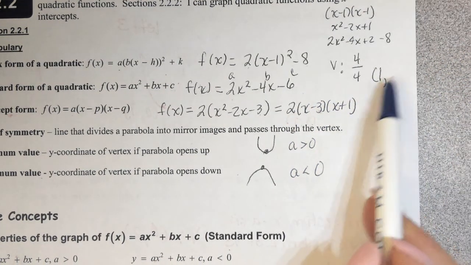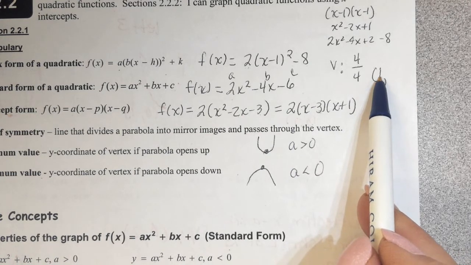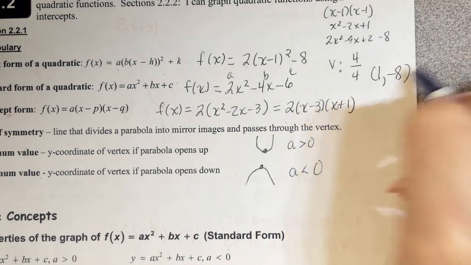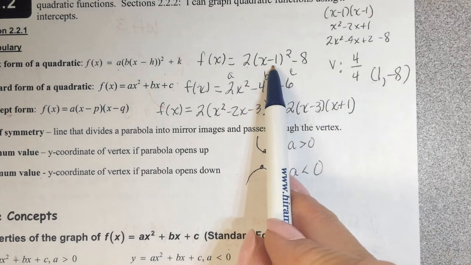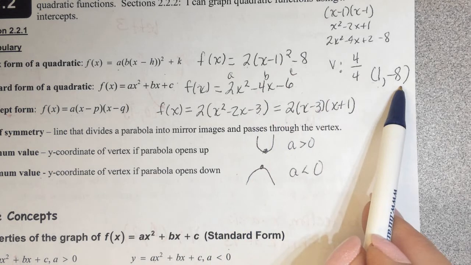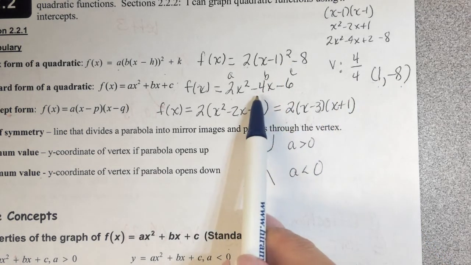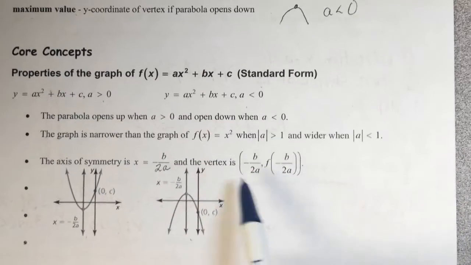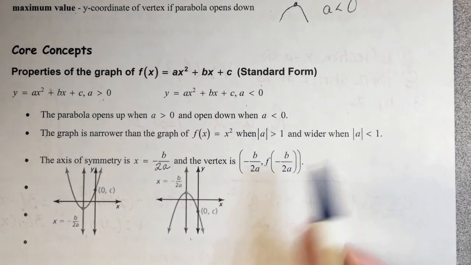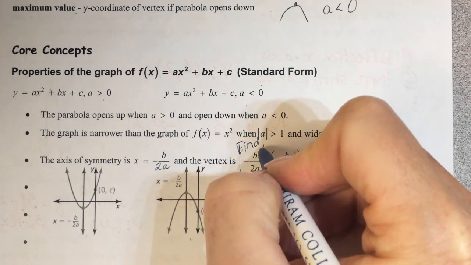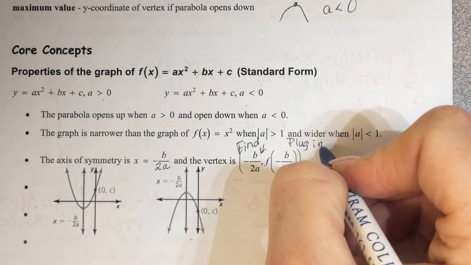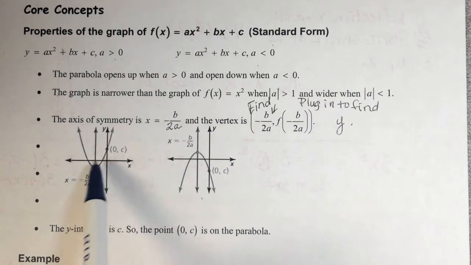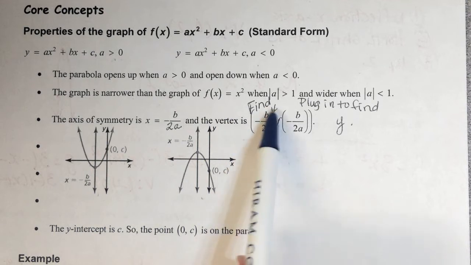Now, how would I find the y value that goes with this 1? Plug it in, right? So I would do 2 minus 4 is negative 2 minus 6 is negative 8, right? What's the vertex of this one? You see that? Okay? All we're doing is finding the vertex by doing that negative b over 2a. So when we see this f of negative b over 2a, it's just saying to find this, and then plug it in to find y. Okay? So the axis of symmetry is just going to be that value, that x value of the vertex.